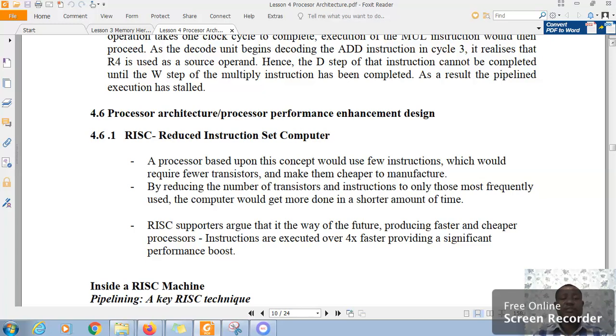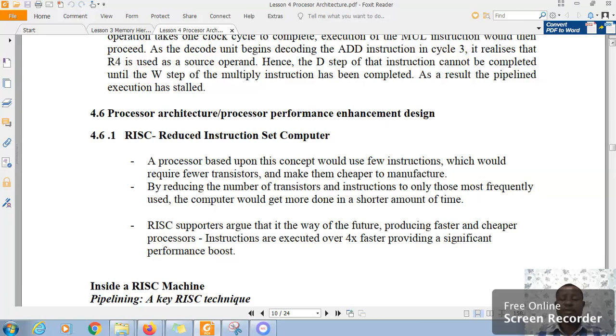It's a processor that is based upon this concept to use few instructions, which would require fewer transistors and make them cheaper to manufacture. By reducing the number of transistors, of course, and instructions to only those most frequently used, the computer would get more done in a short amount of time. RISC supporters argue that it's a way of the future, producing faster and cheaper processors. Instructions are executed over 4 times faster, providing a significant performance boost.